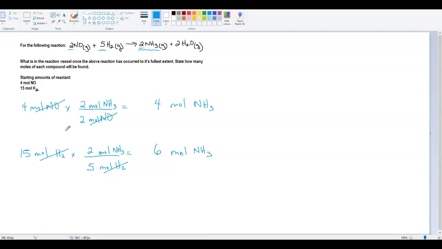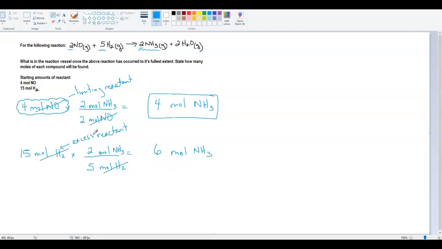So in this case, our limiting reactant is going to be our nitrogen monoxide because it makes the least amount of product. So this is our limiting reactant. And this hydrogen gas is our excess reactant. We're going to have way more than what we need to make our NH3.